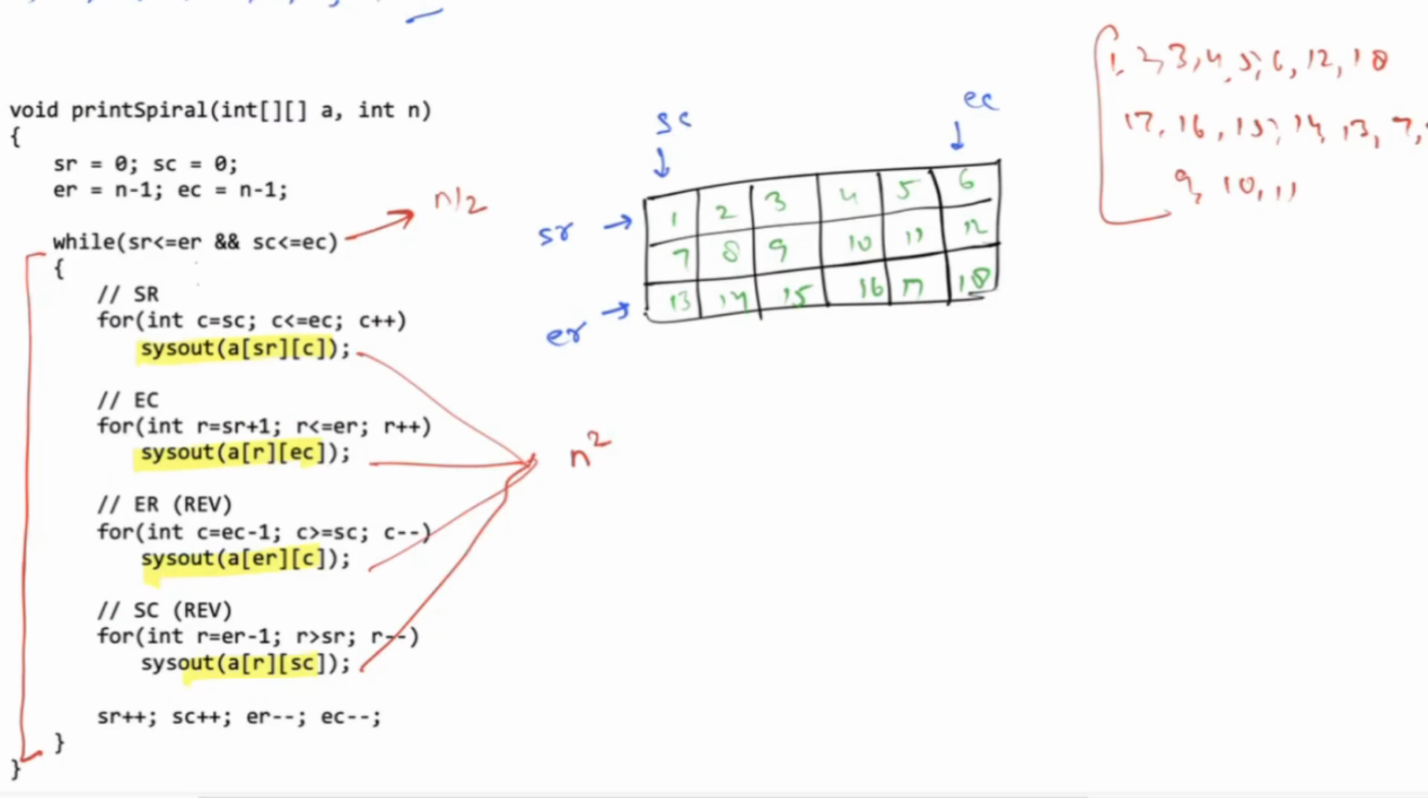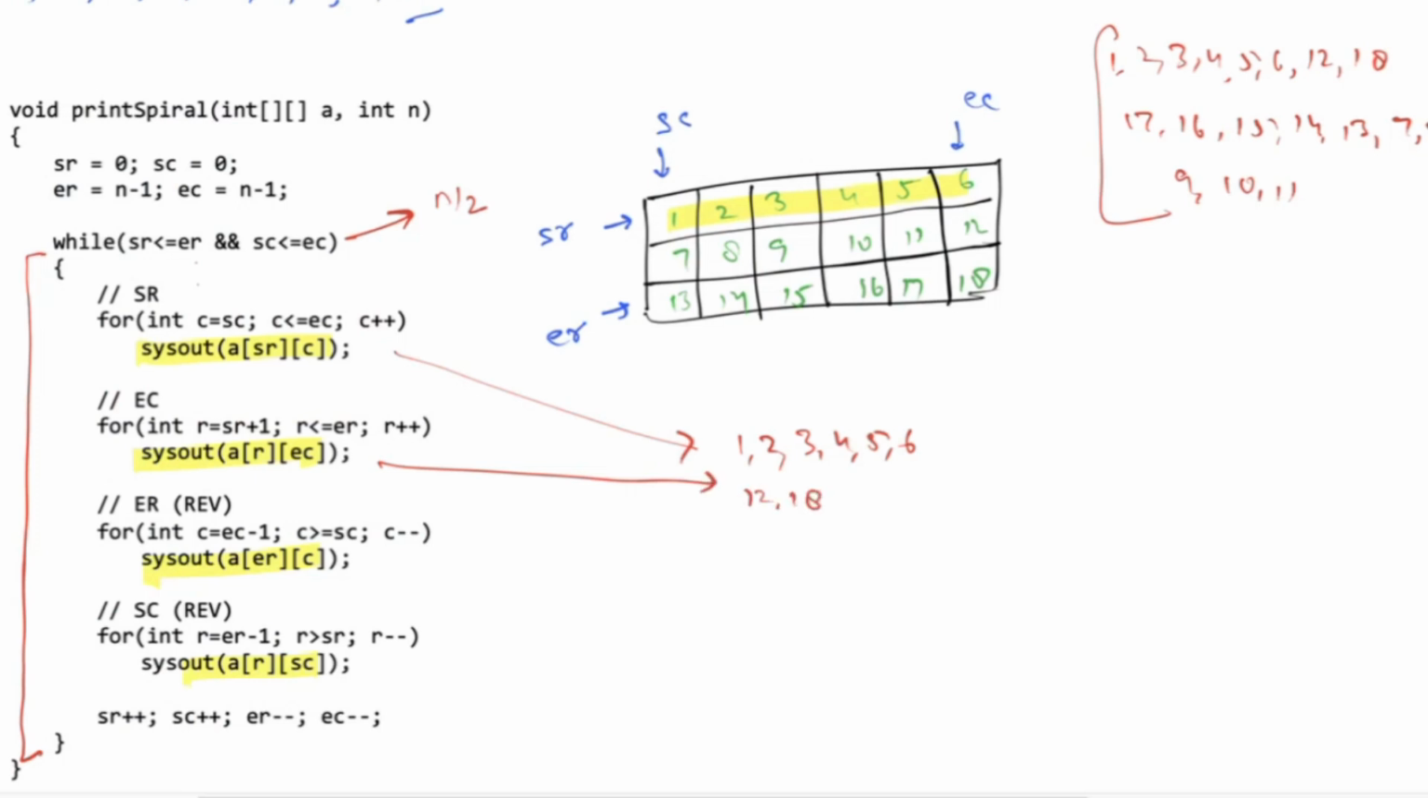So what will be the output of the first for loop? The first for loop will print 1, 2, 3, 4, 5, 6. Then the second for loop will print 12 and 18. So this is also correct. The third for loop will print 17, 16, 15, 14, and 13. And the fourth for loop will print only 7. Okay, so far so good.